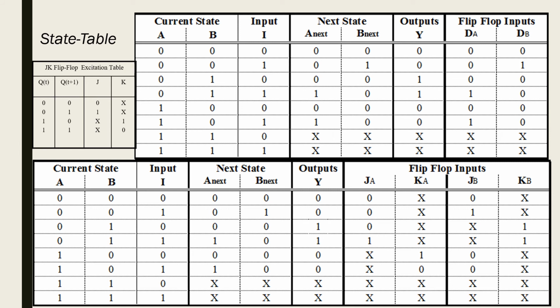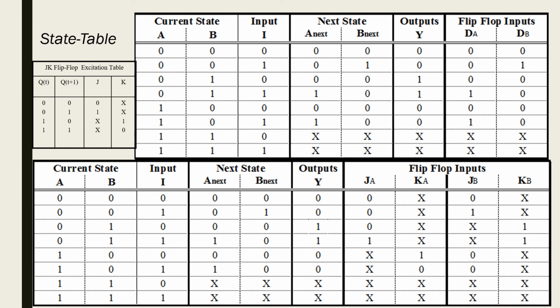As you can see here, we have two tables, one with D flip-flop and the other one with JK flip-flop, and I'm going to show you when to use the excitation table and when to use the characteristic table. It's called a state table. Why? Because we have current state and next state. Current state is the present state, which we have A capital and B capital. These are the Q's of the flip-flops, and A next and B next are the next values for the Q's of the flip-flops. We have also added here external input I and the external output Y.